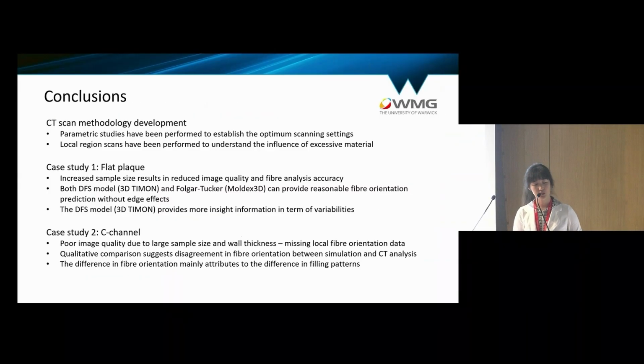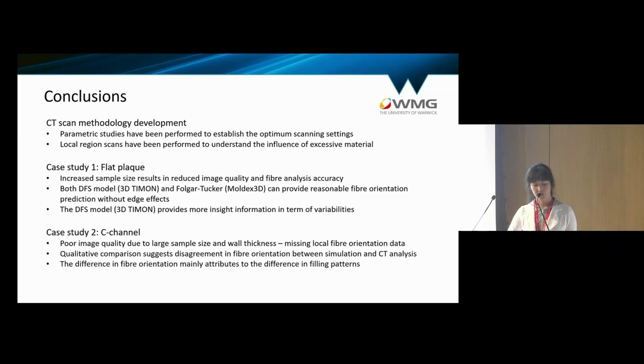And that difference in flow pattern will cause the difference in the fiber alignment distribution. So in conclusion, we've done some parametric study to develop the CT scan method, which allows us to perform CT scan for carbon fiber SMC parts for mesoscale fiber architecture analysis. We've done two case studies. The first one is a flat plaque, where we found the quality of the fiber analysis would reduce with the increased sample size.